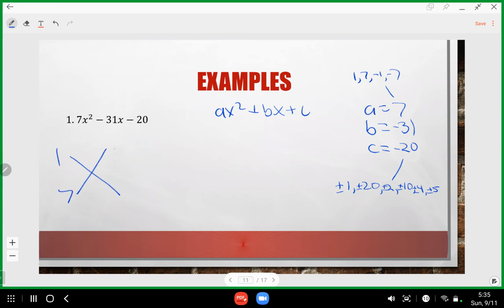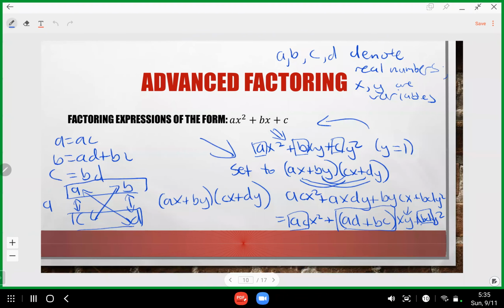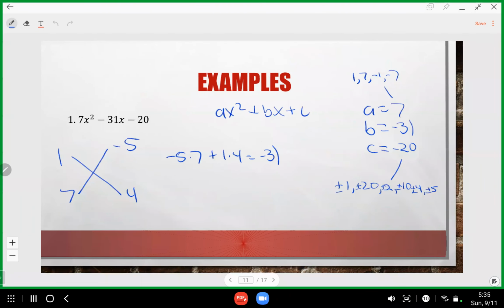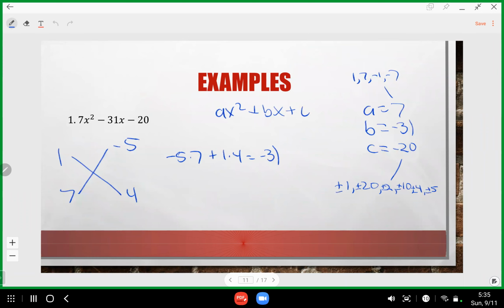Okay, so let's do it again. So 1, 7. Now it's negative 5 and 4. Now you have it. Negative 5 times 7 plus 1 times 4 is equal to negative 31. What does this look like? It's basically AD plus BC. Now you know the factors, they add to B. Now what do you do? You go across. What is across from 1? Negative 5, right? Across from 7 is 4.